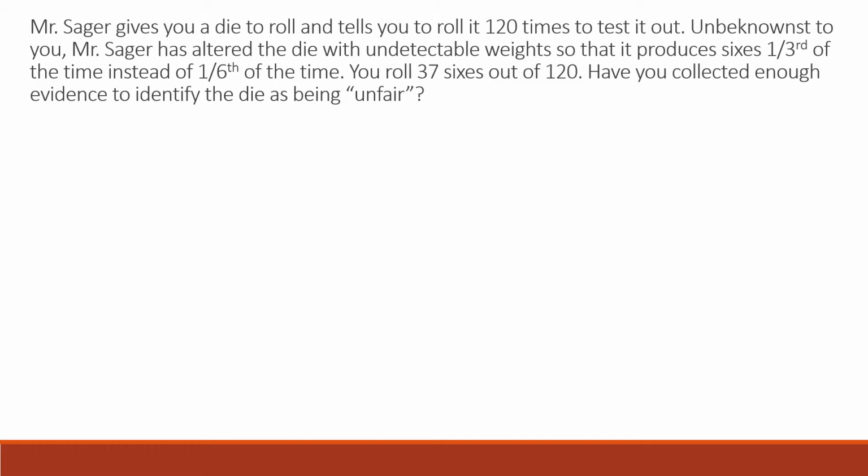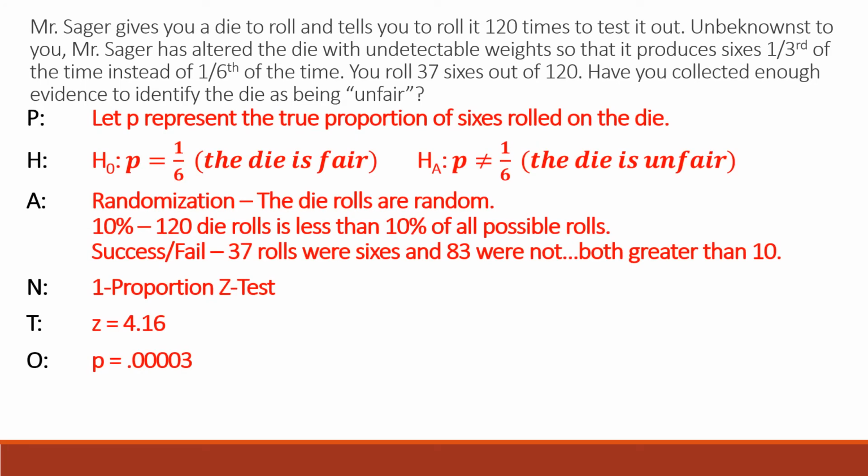Have you collected enough evidence to identify the die as being unfair? This is a yes or no question. That makes it a hypothesis test. There's one sample, it's a proportion problem, so we have a one proportion z-test. The null hypothesis is that this die is producing sixes at the expected 1 out of 6 probability. The alternative is that we're getting sixes at something other than 1/6 of the time.